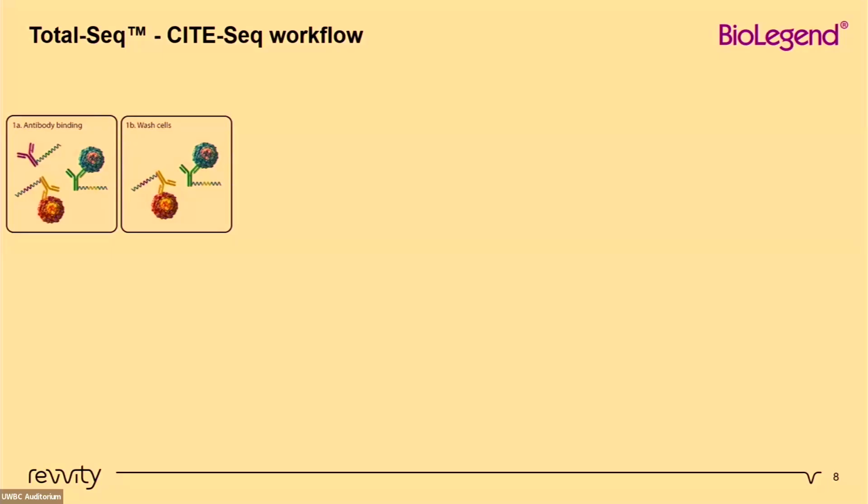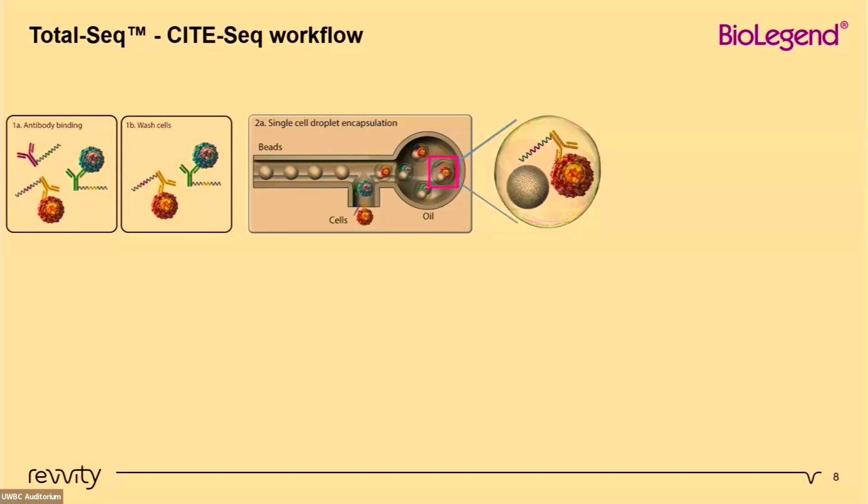We want to make sure any unbound antibody goes away, because if it gets captured in the oil droplet, it'll get sequenced as if it were on the cell. We don't want that, okay? So we need to make sure that the cells are washed really well.